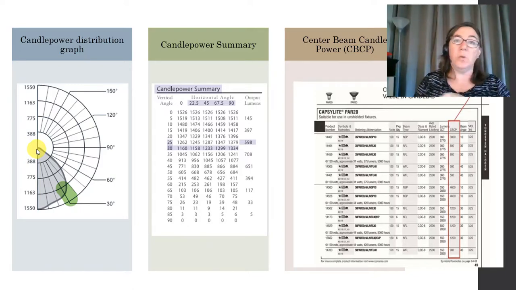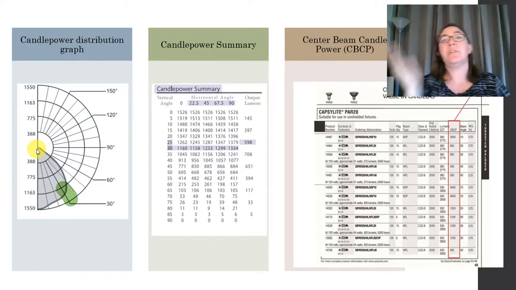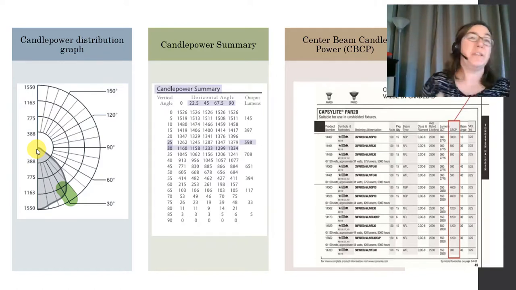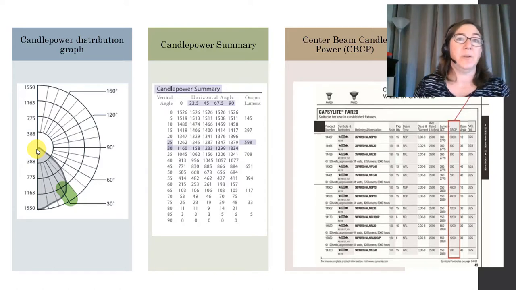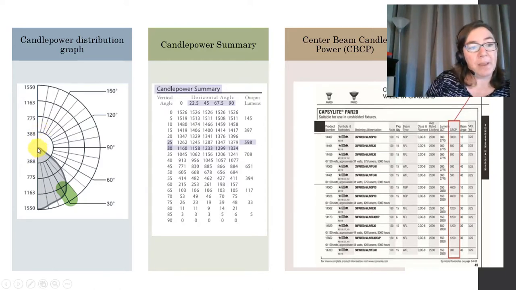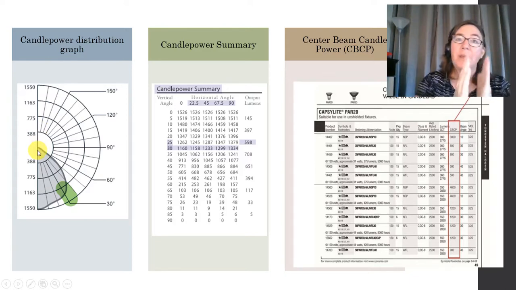Sometimes you'll see it as a whole circle. Sometimes you'll see only half the circle, and we just assume that the other side is symmetrical, because many light sources are symmetrical. And so what you do is you would choose the angle, the vertical angle that you're interested in.